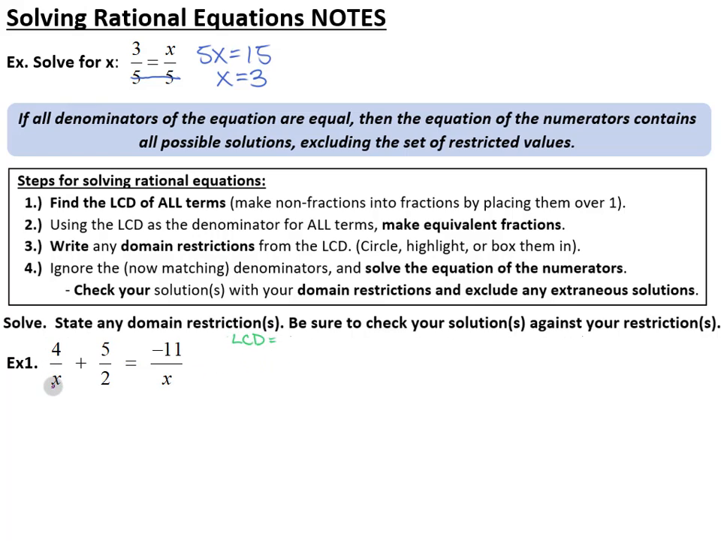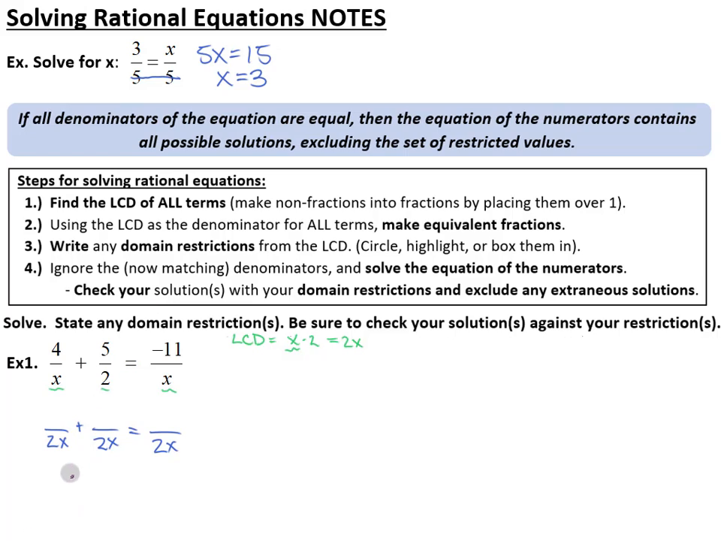Notice 2 of these already share an x, and I don't want to make this any bigger than possible, so let's include one x in our LCD. We also have a term that has a 2, so we have to have at least one 2. So our least common denominator is x times 2, or 2x. This is the denominator we want to give every fraction, so we're going to put every fraction over our common denominator, 2x.